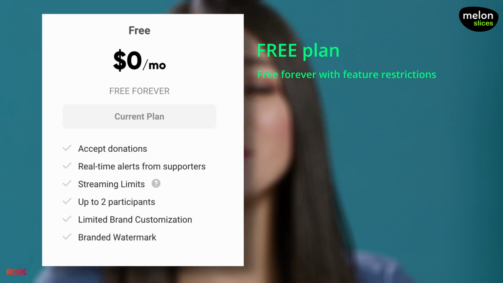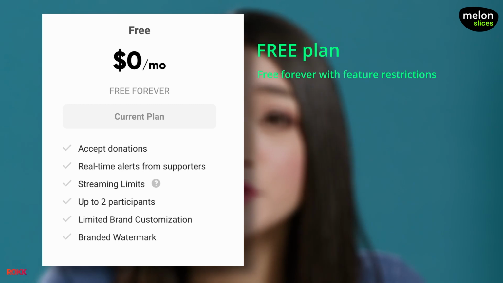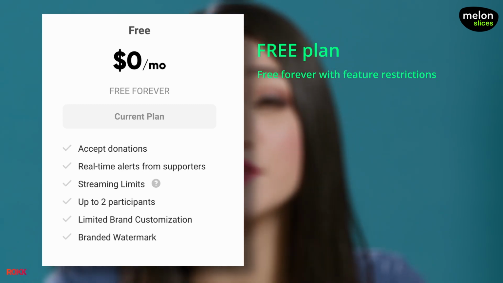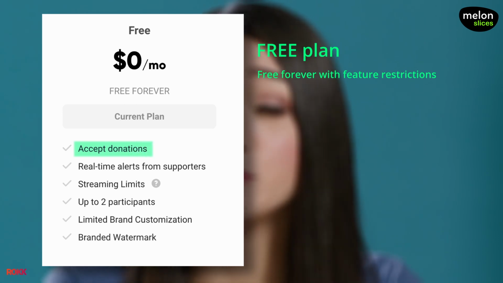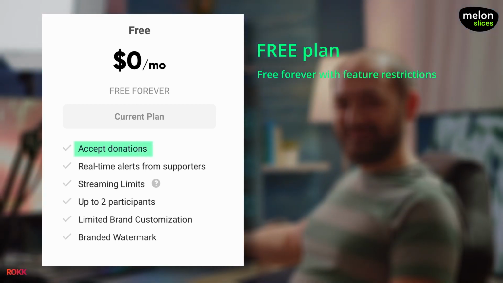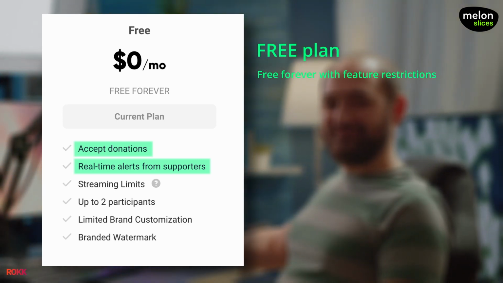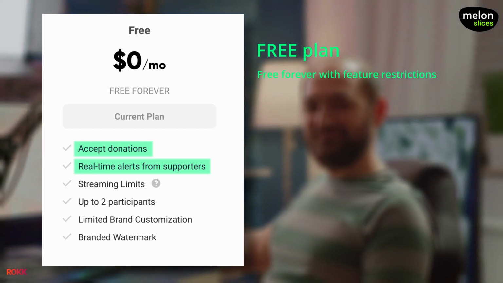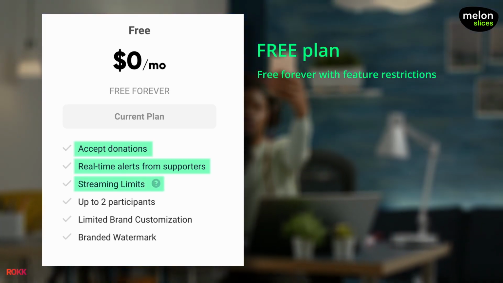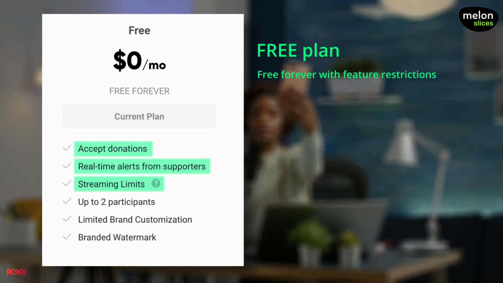The objective here is to give you a feel for the whole system and whether you want to progress to a paid plan. Your $0 investment allows you to take donations if you just want to use it for charity purposes. It shows real-time alerts from supporters, that's notifications saying you've got a subscriber or someone's just donated to your charity. There are streaming limits of up to 4 hours per month, and that resets in the following month.